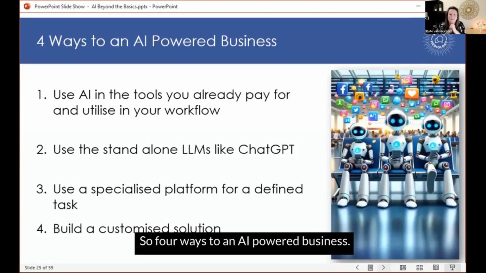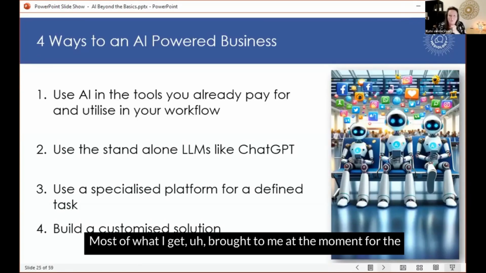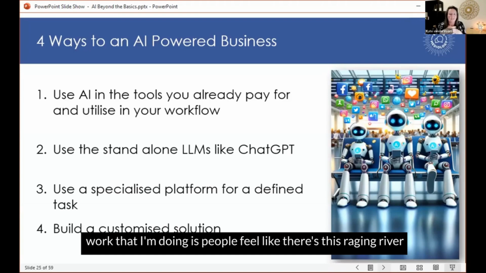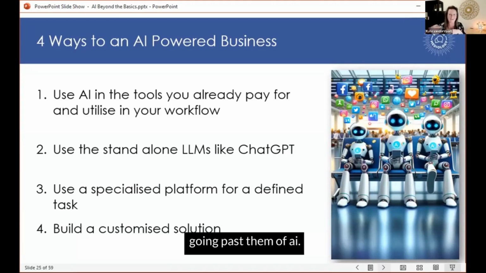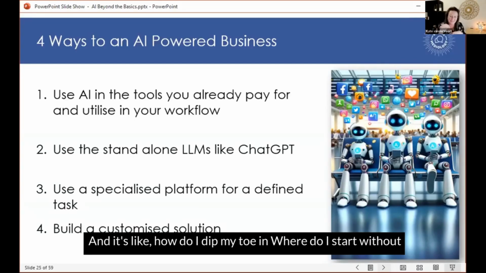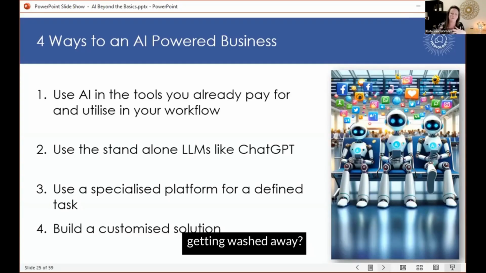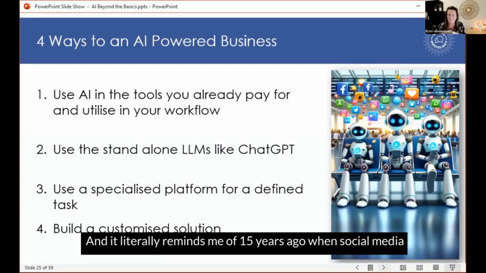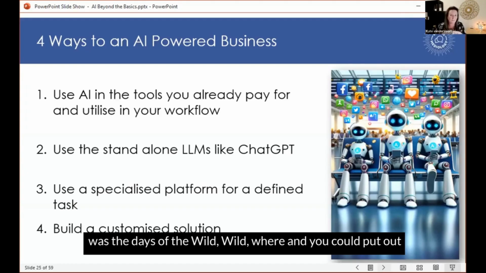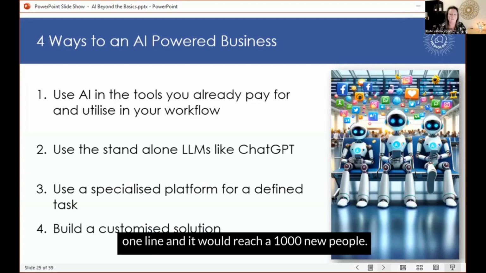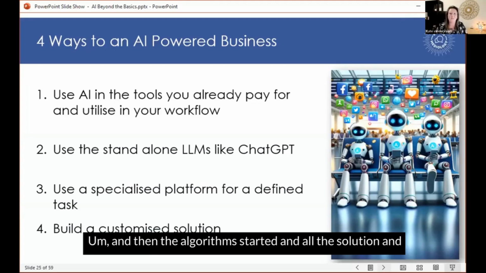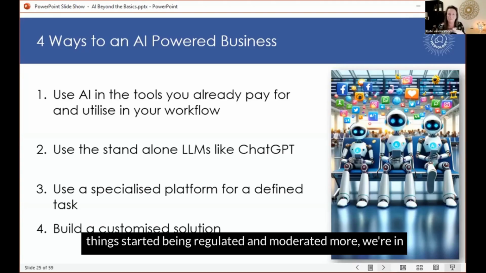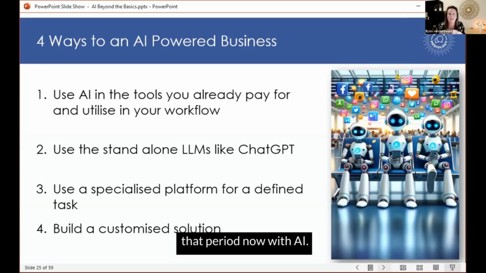So 4 ways to an AI-powered business. Most of what I get brought to me at the moment for the work that I'm doing is people feel like there's this raging river going past them of AI. And it's like, how do I dip my toe in? Where do I start without getting washed away? And it literally reminds me of 15 years ago when social media was the days of the wild, wild west, and you could put out one line and it would reach 1,000 new people. And then the algorithms started and all the legislation and things started being regulated and moderated more. We're in that period now with AI.